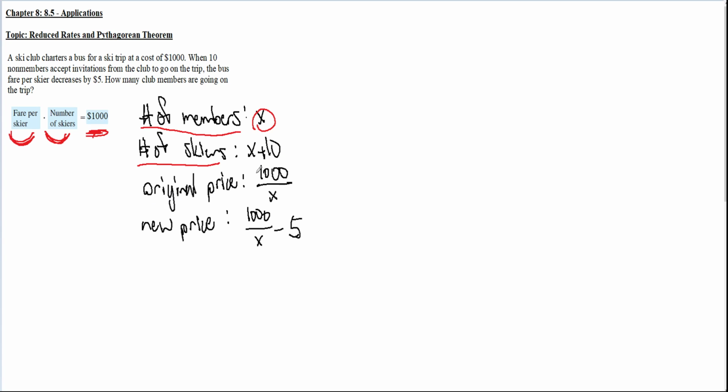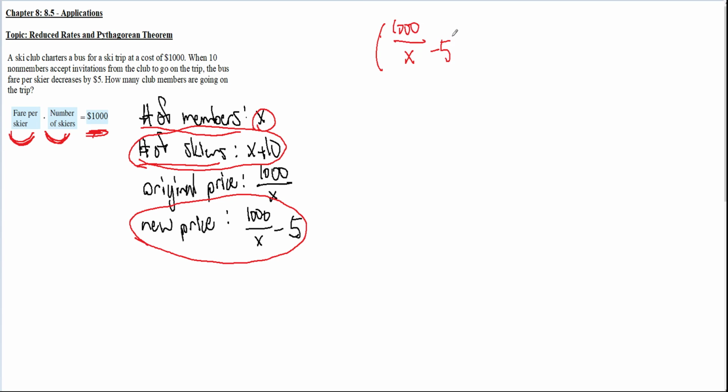And so the original price per skier would have been 1,000 divided by x, but since we have non-members going on, it's the original price minus the $5. So it'll be this variable multiplied by this variable right here, the number of skiers. So we have 1,000 divided by x, minus 5, multiplied by x plus 10, which equals 1,000.